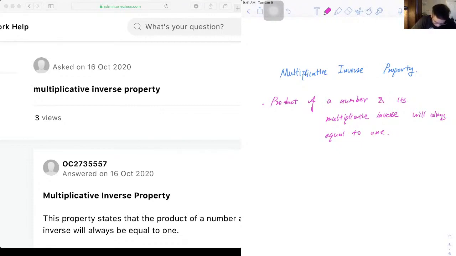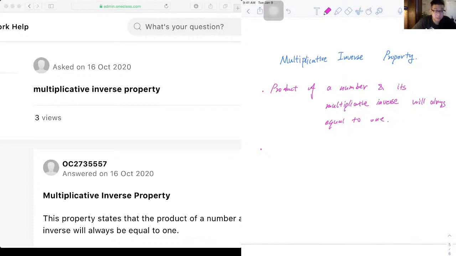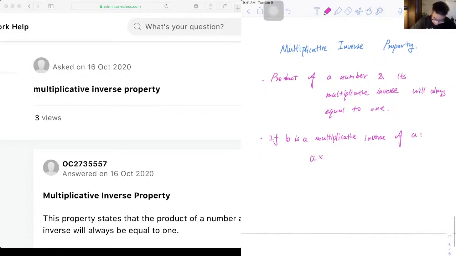And we can also represent this by using A and B. So let's say if B is a multiplicative inverse of A, then we will have A times B is equal to 1. Okay.